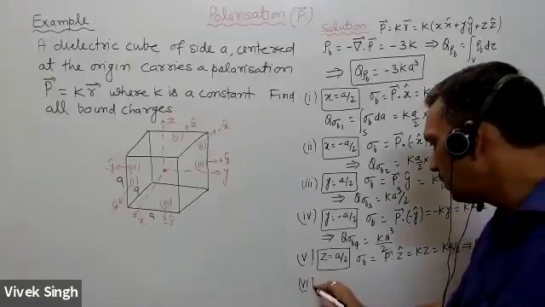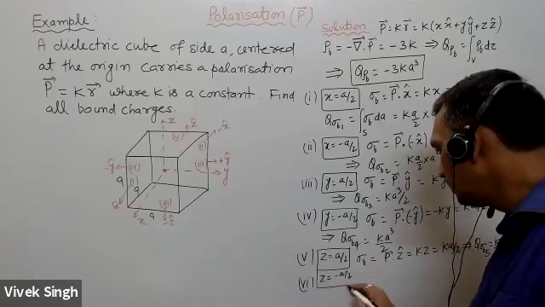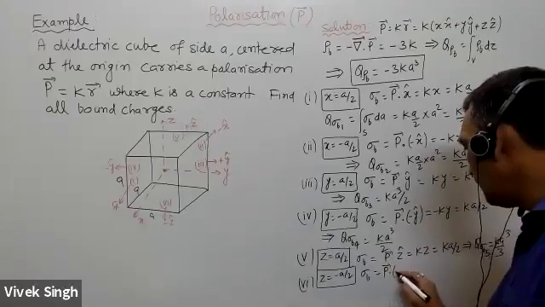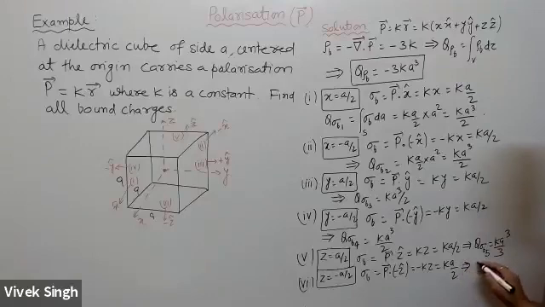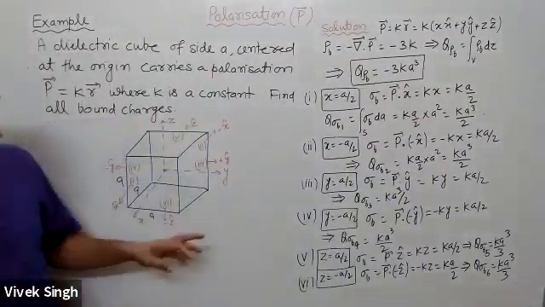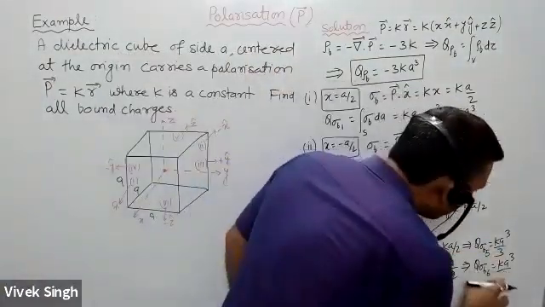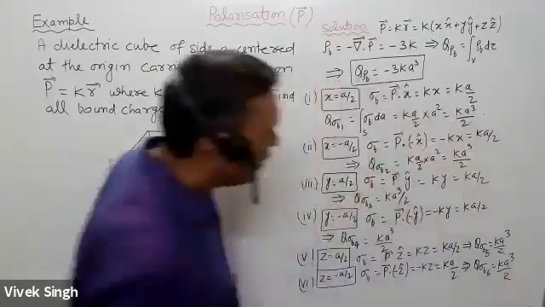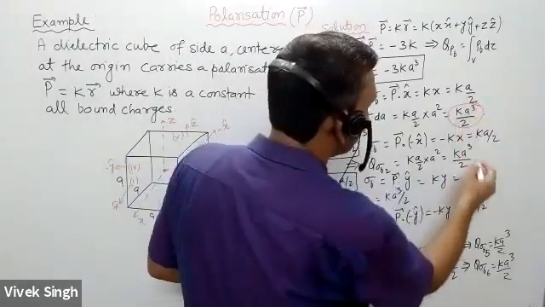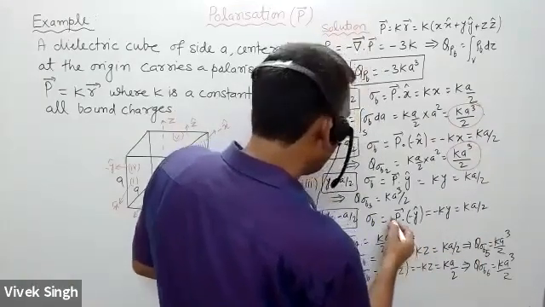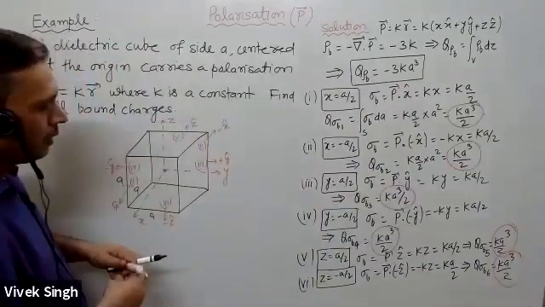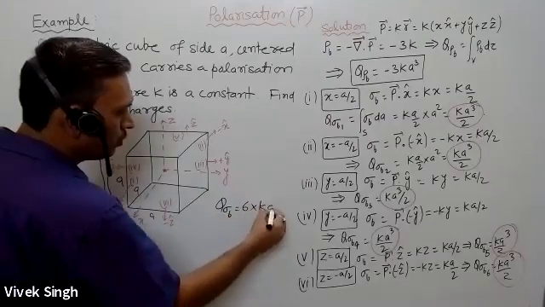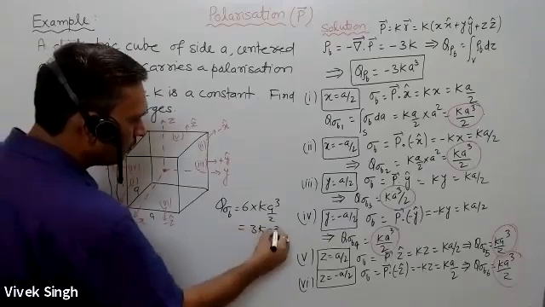And similarly on the sixth surface, z is -a/2, sigma b is P dot minus z cap, which is minus kz, again ka/2. So on each surface, the charge will be ka³/2, not 3, this is 2. This is ka³/2 on each surface. So you have ka³/2, ka³/2, then the third surface ka³/2, fourth surface, fifth surface, and sixth surface. So what will be the total surface bound charge Q sigma b? 6 times ka³/2, so that will be 3ka³.